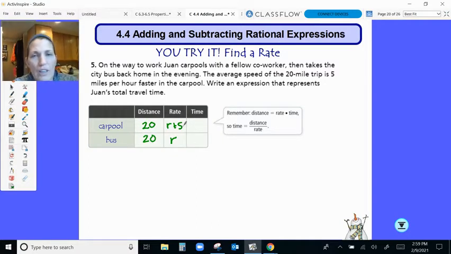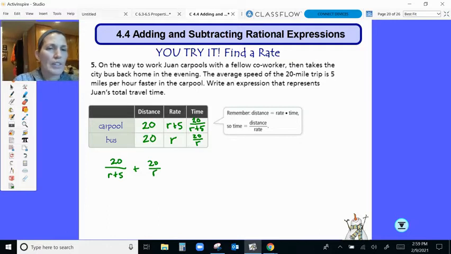So first of all, this will be, again, my distance divided by rate. So 20 divided by R plus 5, and I'll have 20 divided by R. So we'll do the same thing we did. Our total travel time is going to be adding that time together. So 20 divided by R plus 5, plus 20 divided by R.